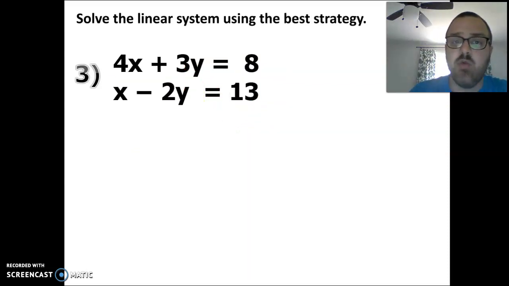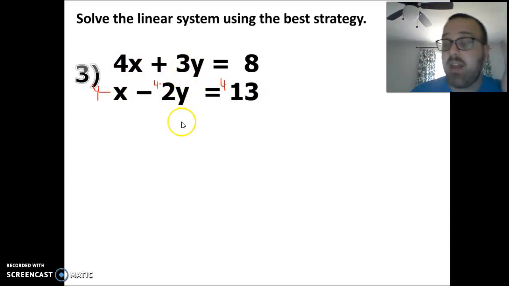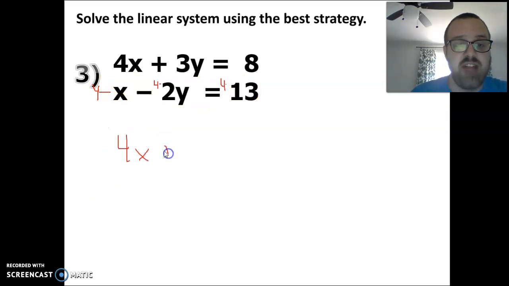How about this one? Would you want to add or would you want to subtract in order to solve this one? So if I'm using elimination, what I would want to do is first multiply this second equation by 4. And the reason I'm going to multiply by 4 is because none of my coefficients match up. I have a 4, I have a 1, I have a 3, and I have a 2. And I want to make one of them match up so that they will eliminate with each other. So if I multiply the second equation by 4, my first equation will stay the same. That one will not change.